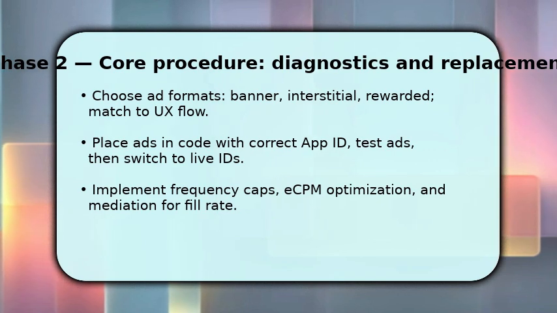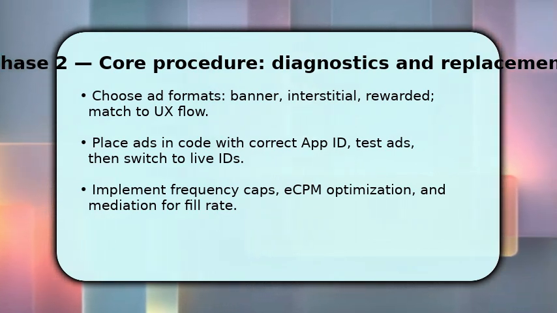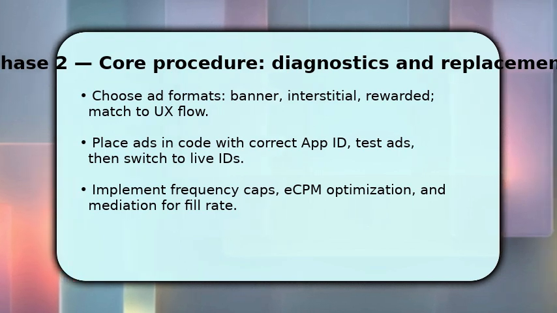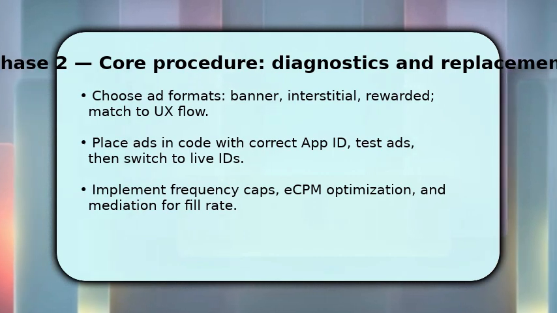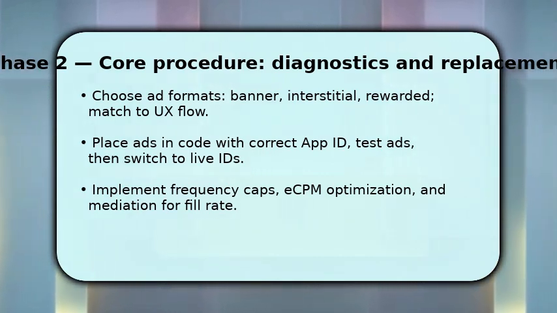For higher revenue, enable mediation and eCPM targeting. This lets multiple networks compete, improving fill rate and CPMs. Monitor analytics to correlate placement with retention and revenue.